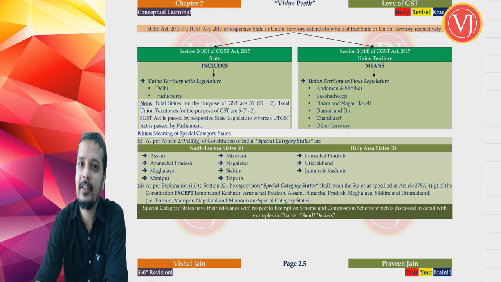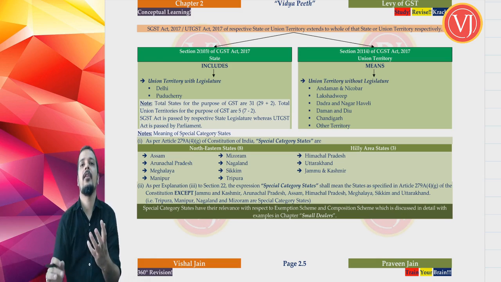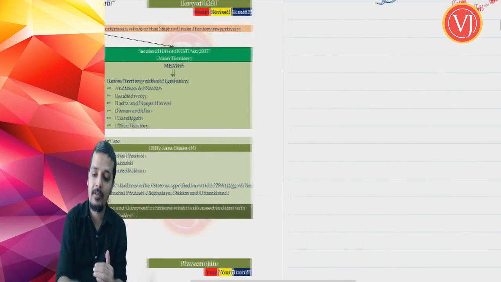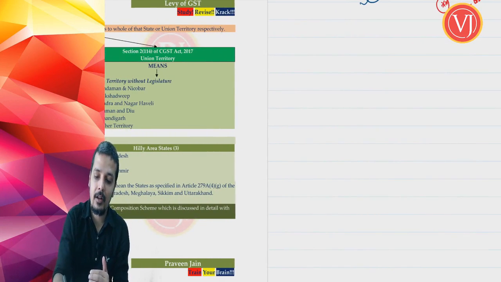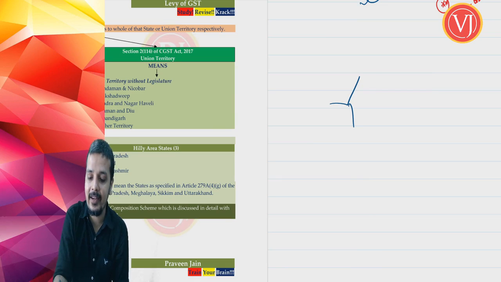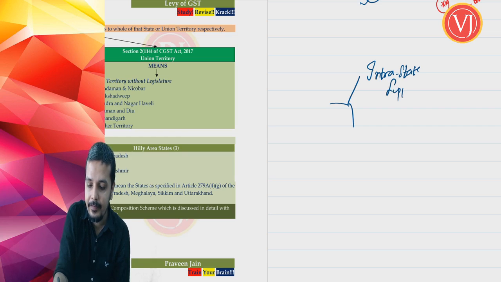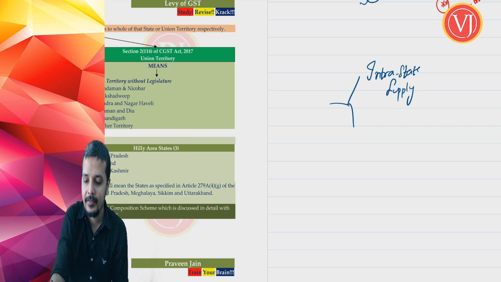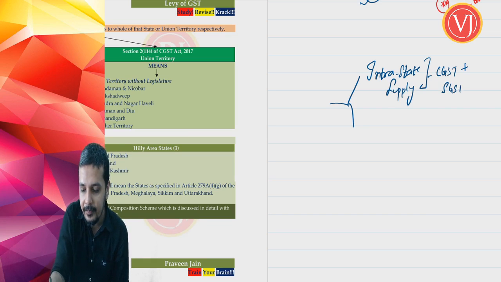Now why is state discussed now? You know India, and you know that GST is applicable in which way? You have a dual model of GST in India. What is the dual model of GST in India? If the supply is an intra-state supply, and what is intra-state supply? Within the state, then you have CGST plus SGST.